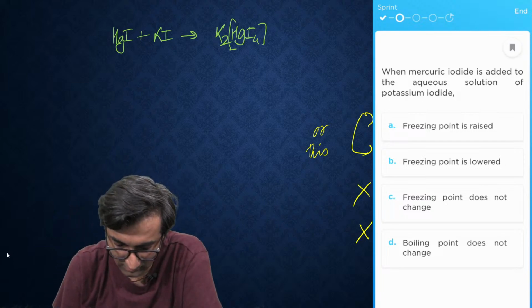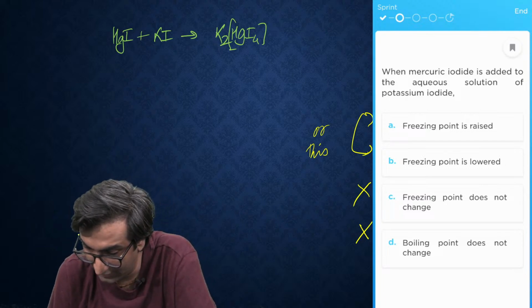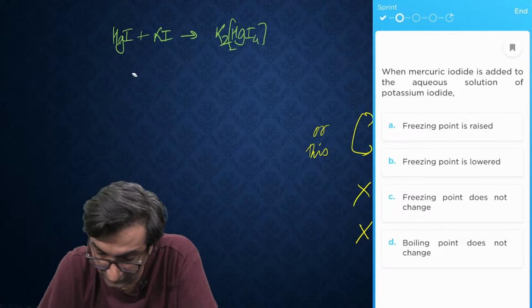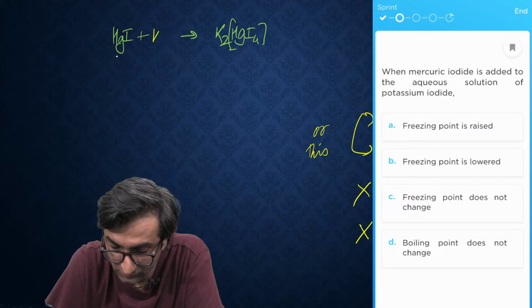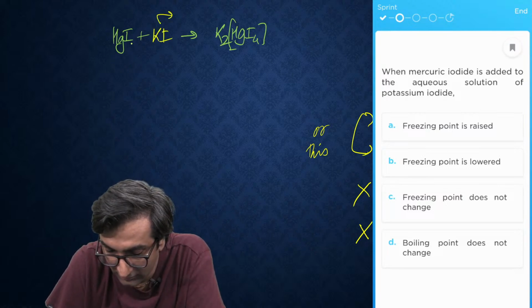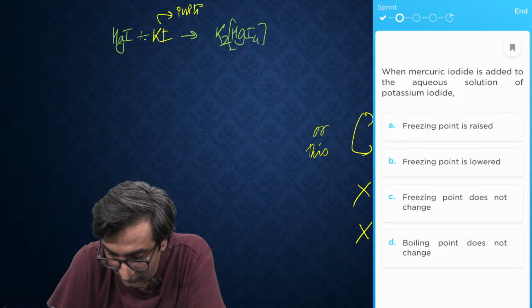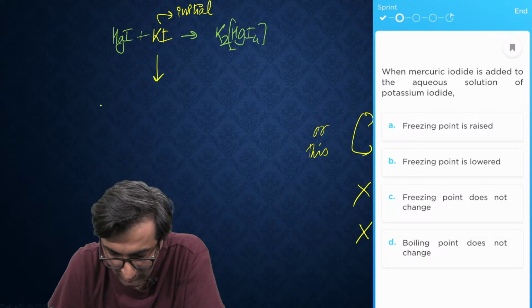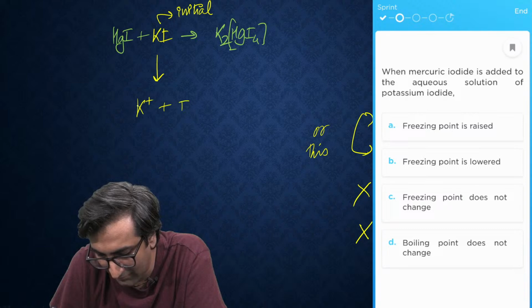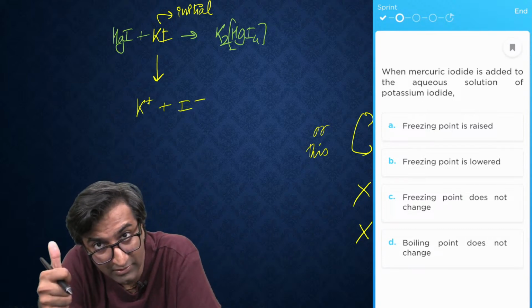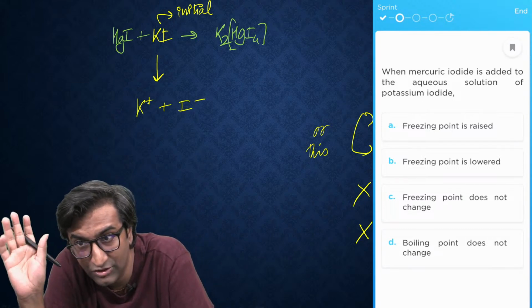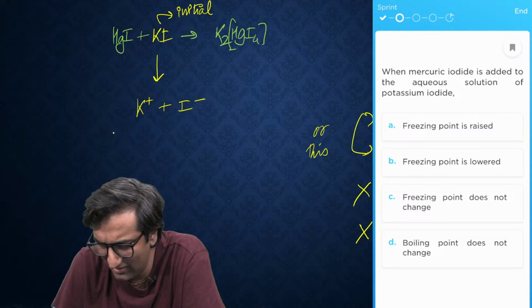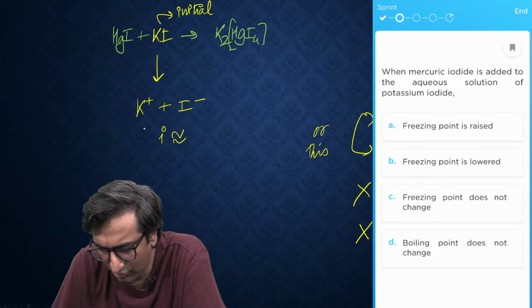You are saying, let me use a different color to say what was already in the solution. Aqueous solution of potassium iodide. This was in solution, this was initial. Okay, so if I assume full dissociation, this existed as K plus and I minus. Give me a thumbs up if this is okay. This is initial. Let's say i is close to 2.